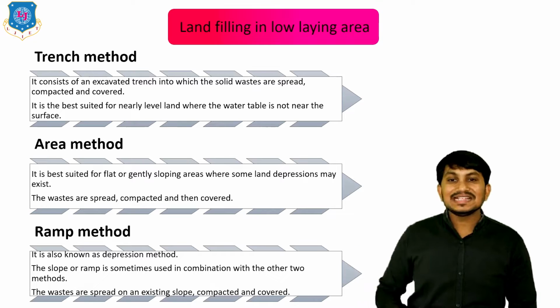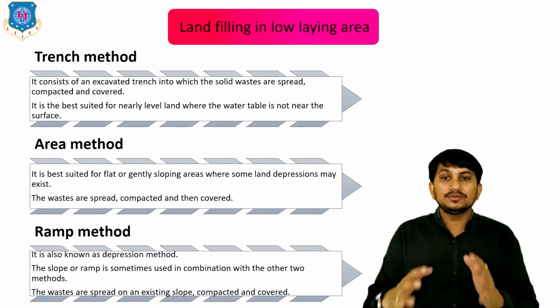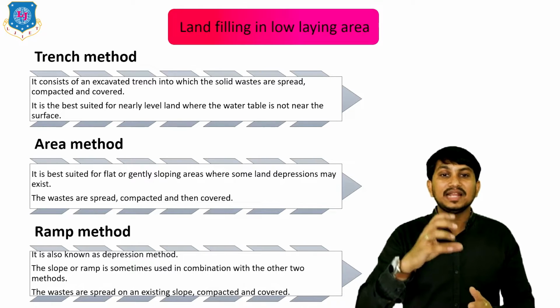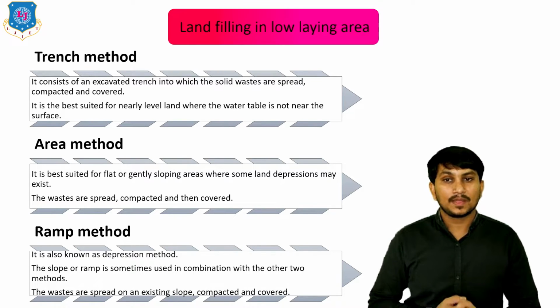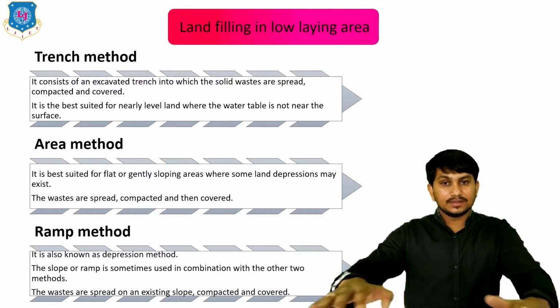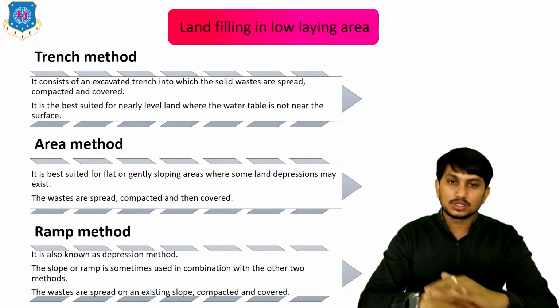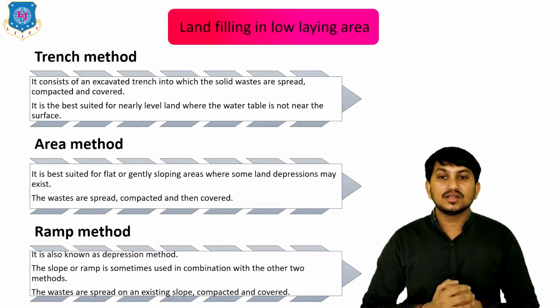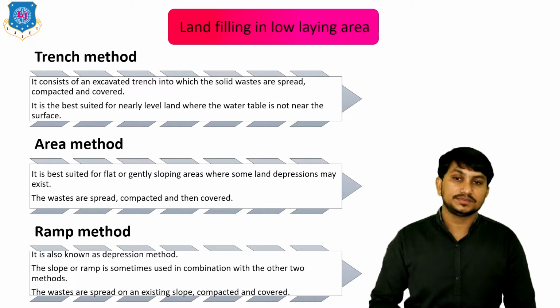Second is area method. It is best suited for flat or gently sloping areas where some land depression may exist. The waste is spread, compacted, and then covered. And the third method is ramp method. It is also known as depression method.